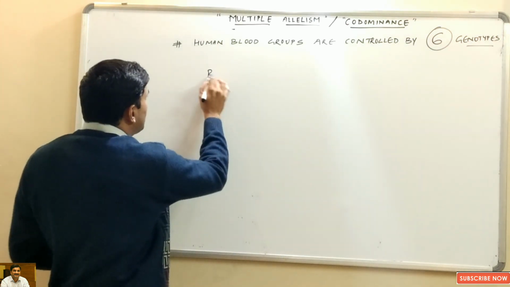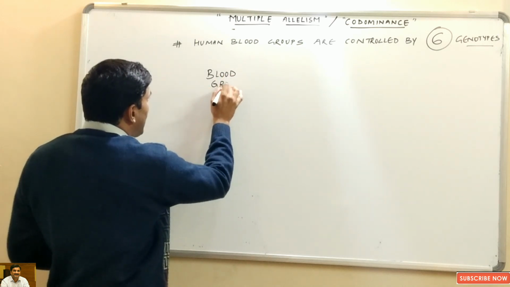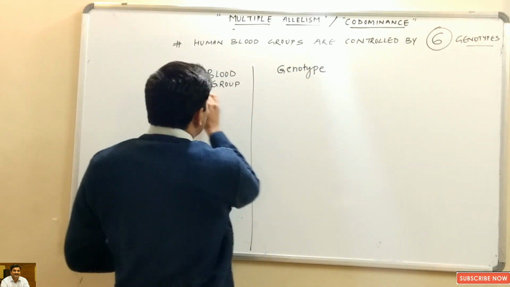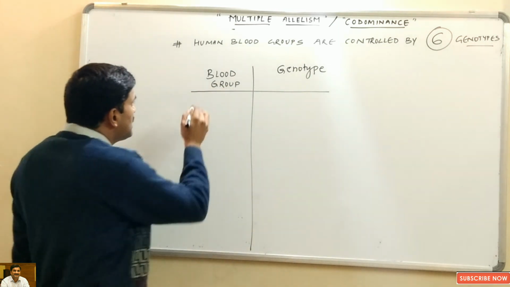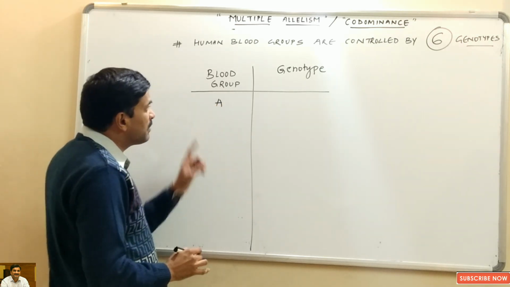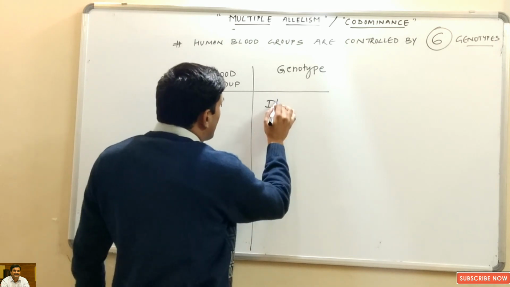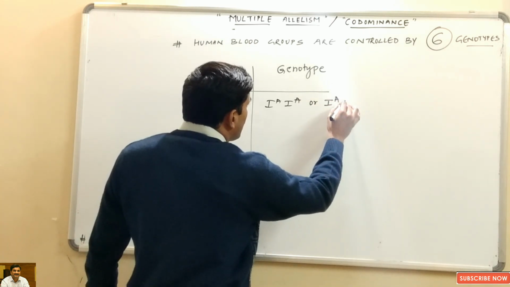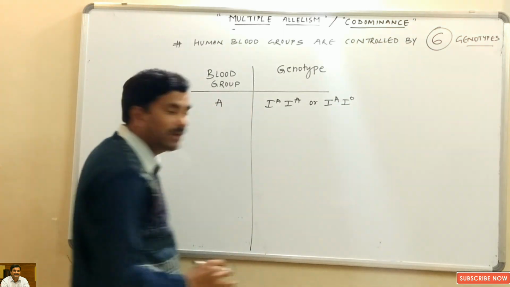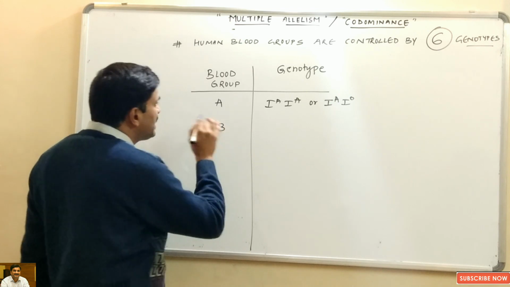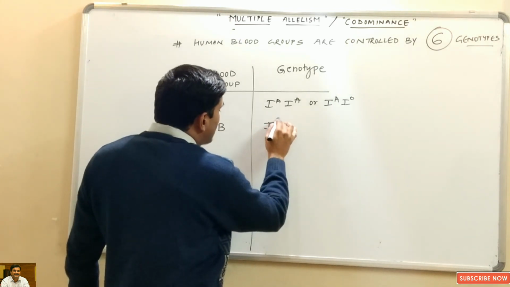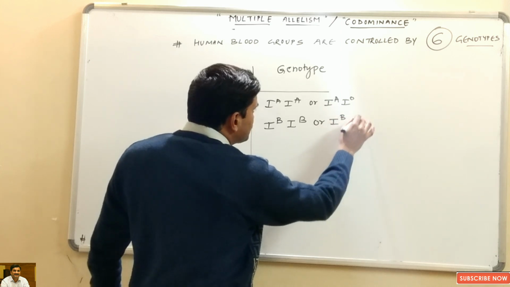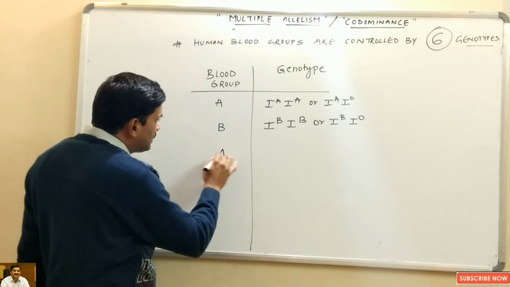Say, here I am writing the blood group. I am making a table here. I have written blood groups, and here I have written the genotype. You will see that human blood groups are controlled by 6 genotypes. Say the blood group is A. So blood group A has 2 genotypes: IA IA, or IA IO. Second, if somebody has blood group B, it has the genotype IB IB, or IB IO. Third one is AB.